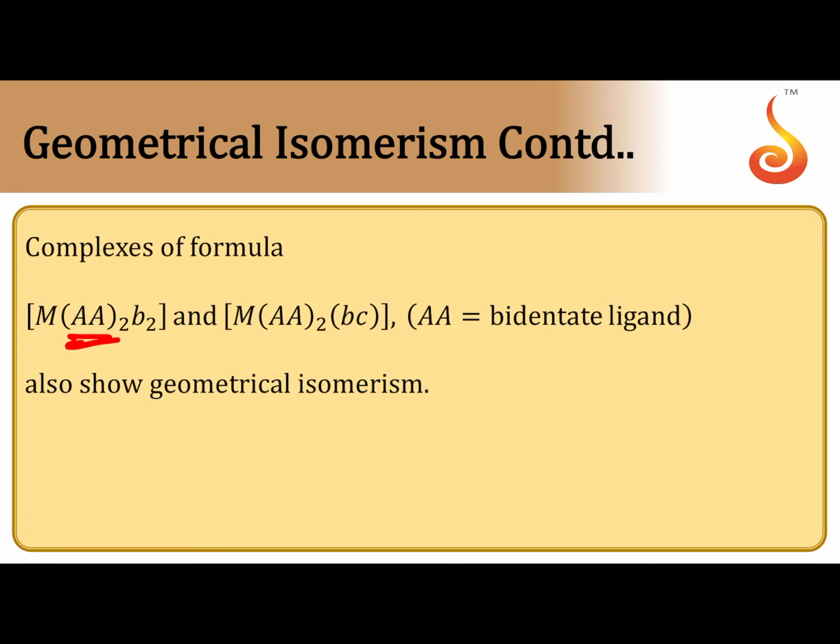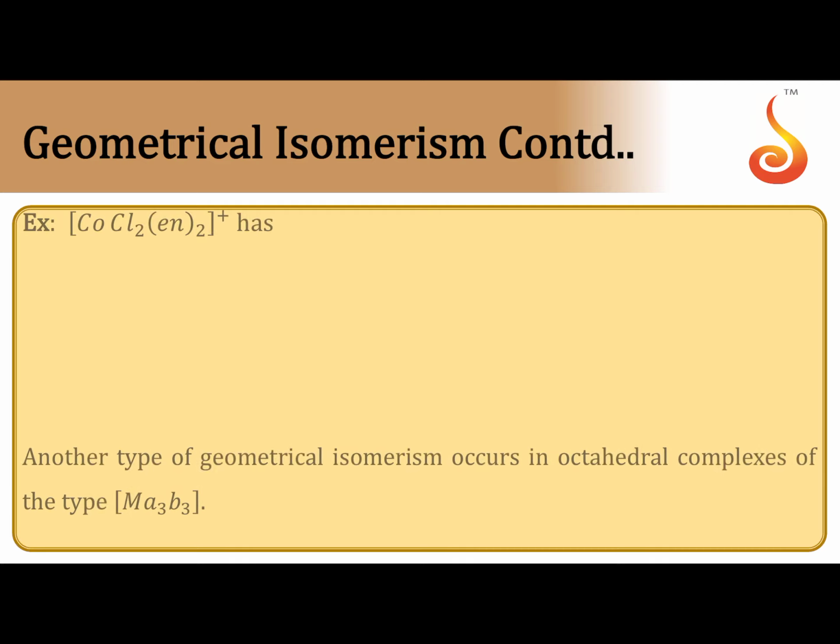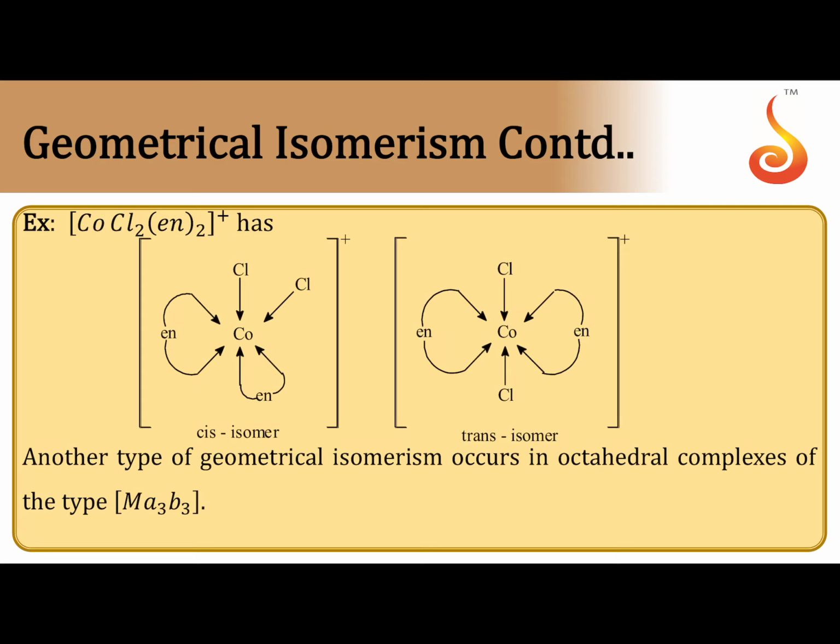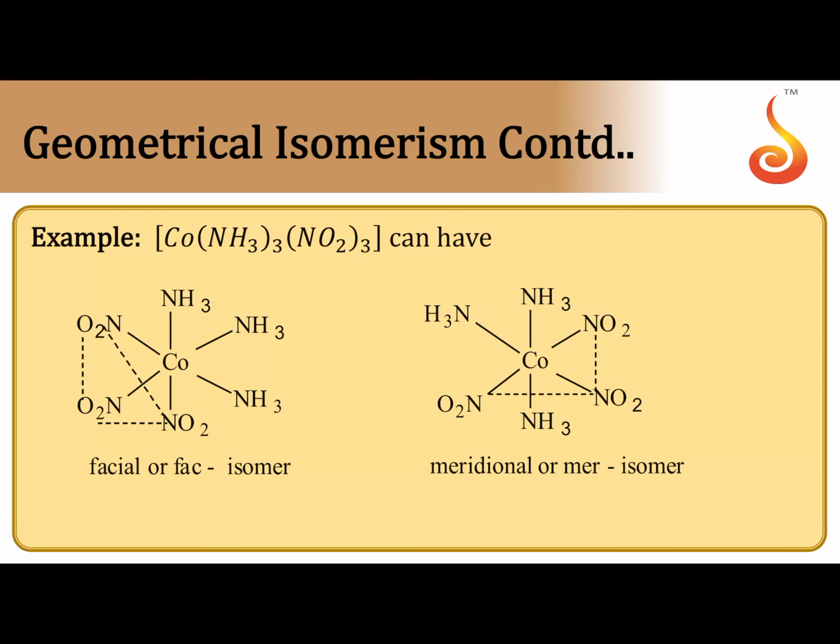Similarly, M(AA)2B2. So in place of 4 monodentate ligands, 2 bidentate ligands we can take. Here two chlorines are closer to each other, or away from one another, cis and trans. MA3B3 or MA3BCD type of complexes also can exhibit geometrical isomerism.